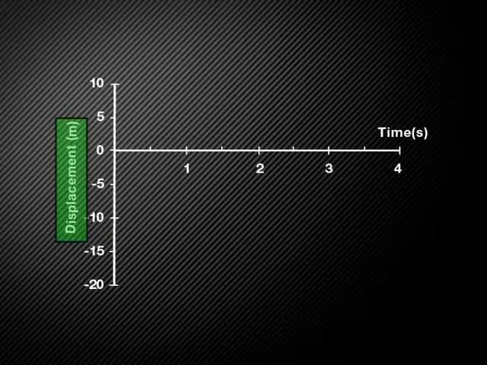Now let's plot the graph of position versus time for the motion of the ball. As with all the other graphs we have drawn so far, time is on the horizontal axis and displacement is on the vertical axis. Remember though, it will be necessary to extend the vertical axis to include the negative values recorded. We plot the points on the graph.